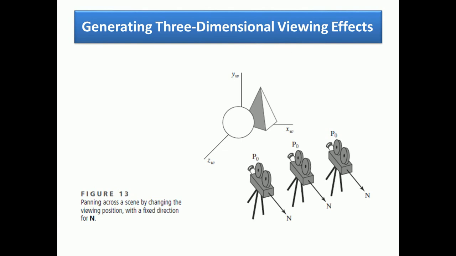Then the next important concept is generating three-dimensional viewing effects, right. By varying the viewing parameters, we can obtain different views of objects in a scene. So, for instance, from a fixed viewing position, we could change.